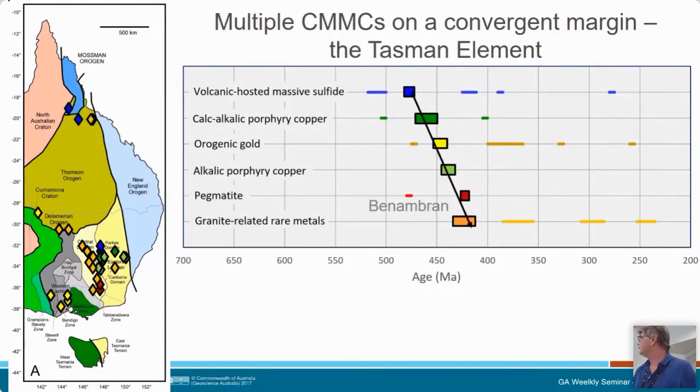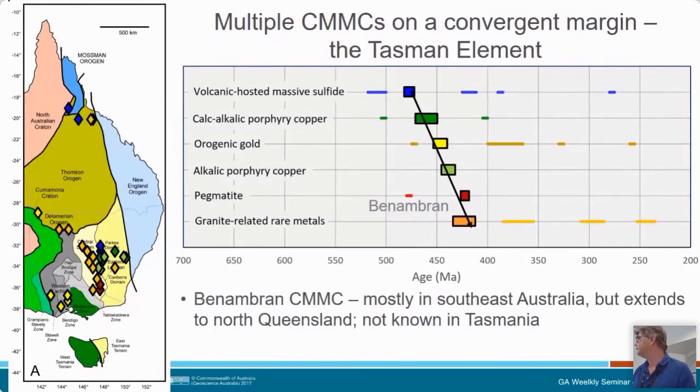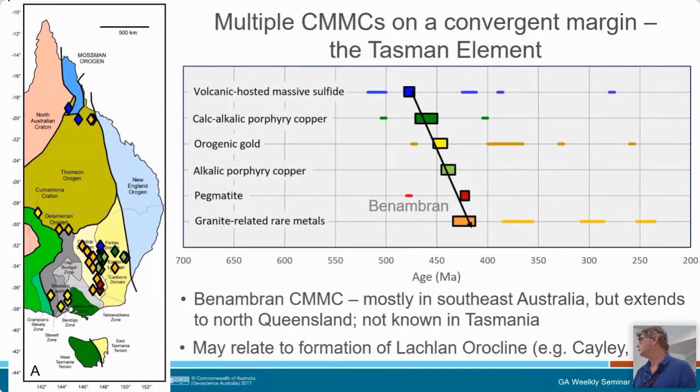So what can we say? Well, we can say that that's quite a well-defined CMMC. Okay, so we're going to call it the Benambran CMMC. It occurs mostly in southeast Australia, but it extends into North Queensland, and it's not known in Tasmania. Nowhere in Tasmania is it known. Might be there, but we don't know that it's there.